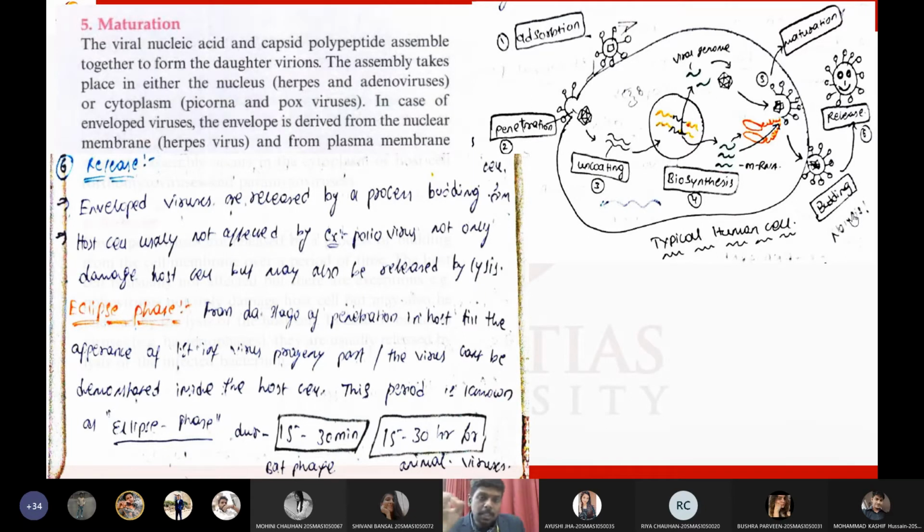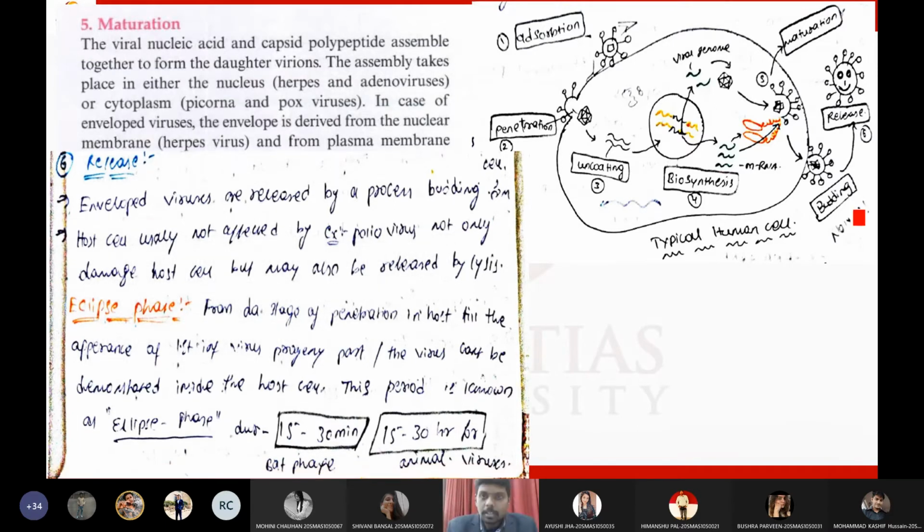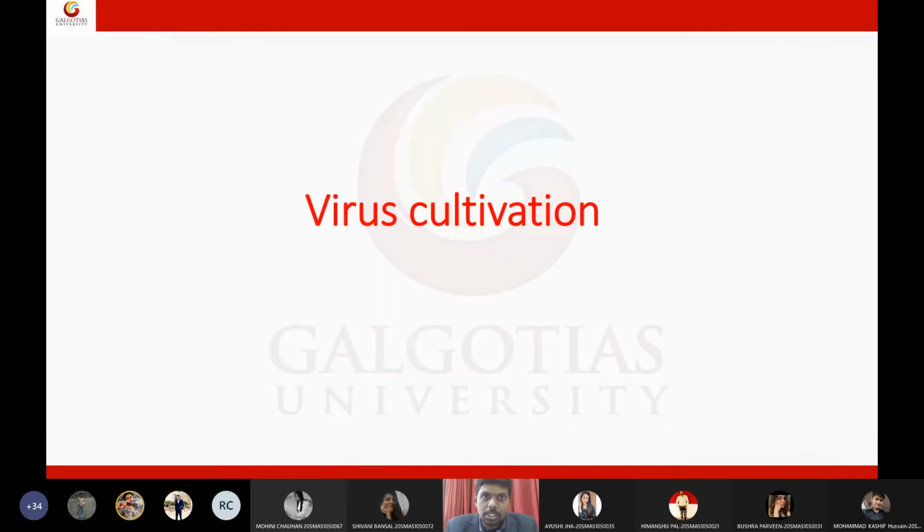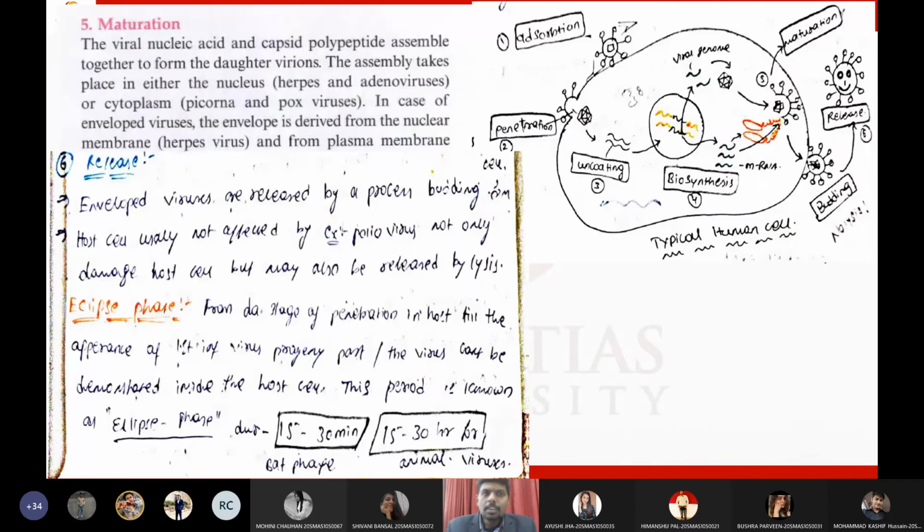Simply getting a negative HIV report doesn't mean the patient doesn't have HIV. The patient may have HIV. So we need to monitor the patient. We need to do constant screening of such patients. So this is all about viral replication and structure. I hope everything's clear so far, right?